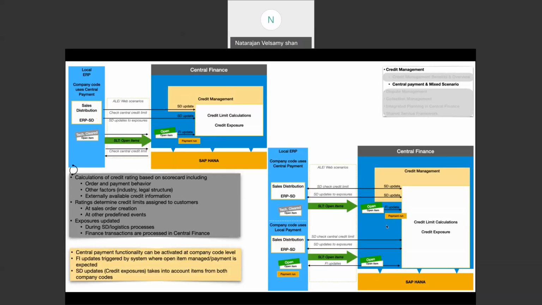When it comes to the mixed scenario, again the payment is at company code level. So central payment functionality can be activated at company code level. FI updates are triggered by the system where the open item is managed or payment is expected. So if you see the FI updates, in case of payments from central finance, FI updates come from the central finance system, whereas in this case, where payment happened in the source system, FI updates come from the source system open item. SD updates like credit exposures take into account both the company codes.